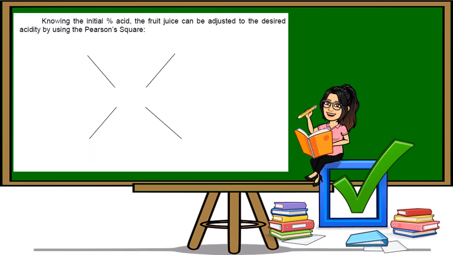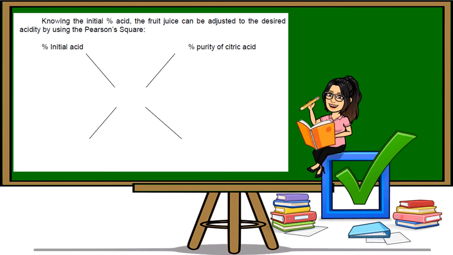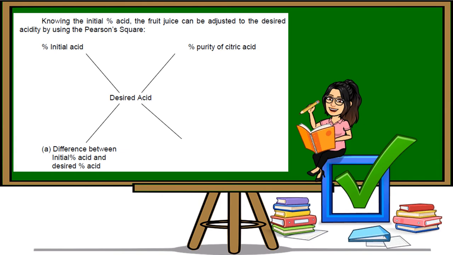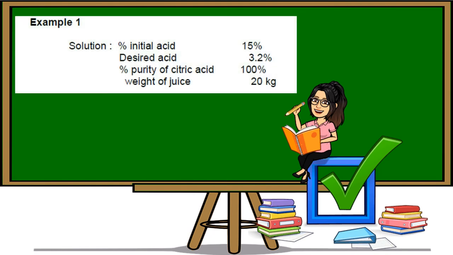Knowing the initial percent acid, the fruit juice can be adjusted to the desired acidity by using the Pearson's equation. Percent initial acid, percent purity of citric acid, then the desired acid, and then the difference between initial acid and desired acid, and then the difference between purity of acid and desired acid. Example. For the given, the percent initial acid is 15%, the desired acid is 3.2%, percent purity of citric acid is 100%, and the weight of juice is 20 kg.